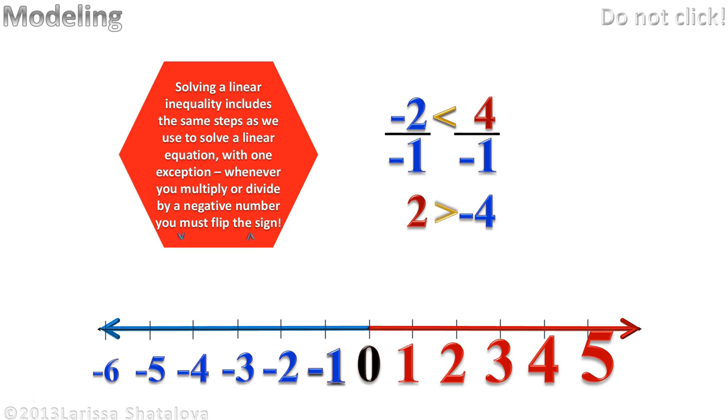As you see, division by a negative number results in flipping the sign of the inequality. And this has happened because of the nature of real numbers. Every time you have to divide or multiply by a negative, you must flip the sign.